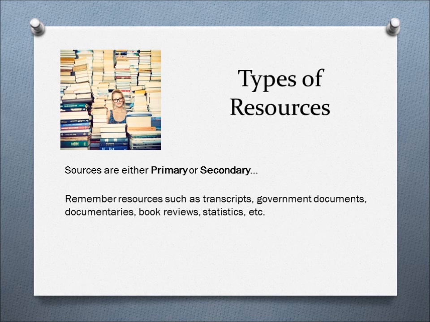Additional sources of information include biographical resources, book reviews, statistics, essays, government publications, video documentaries, etc. Statistical information and other factual materials can help make your case by substantiating points and arguments.